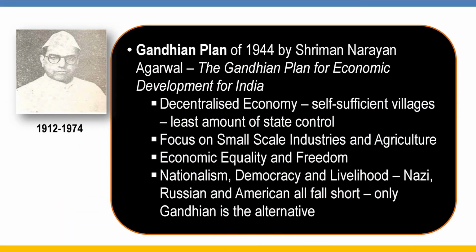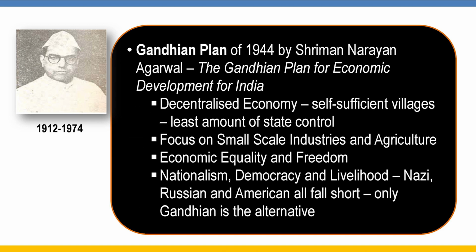After that, in 1944, S.N. Agarwal produced a Gandhian plan for the economic development of India. He talked about decentralized planning based on the Gandhian idea of self-sufficient villages. He also advocated the least amount of state control, and contrary to heavy industry, he focused on small-scale industries and agriculture, economic equality and freedom.